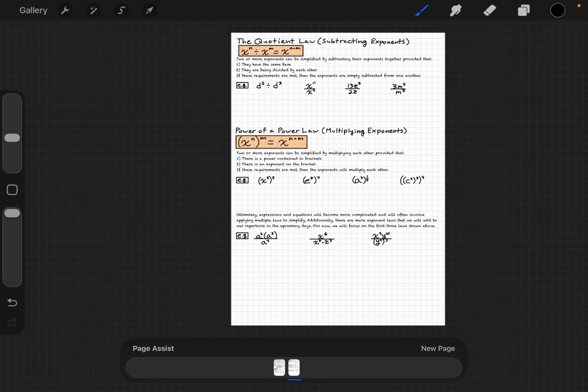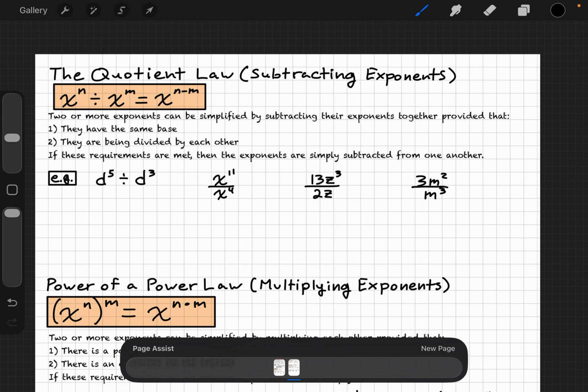Now moving on. The next one is the quotient law. It's just subtracting exponents. Here we have the example of x to the power of n divided by x to the power of m.